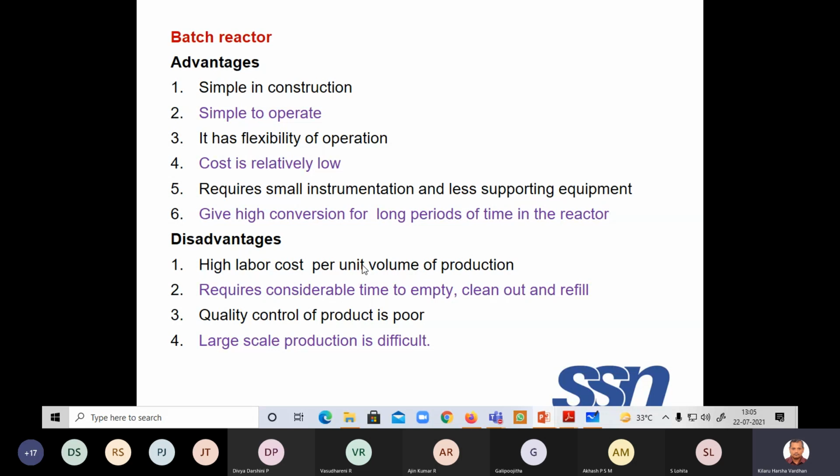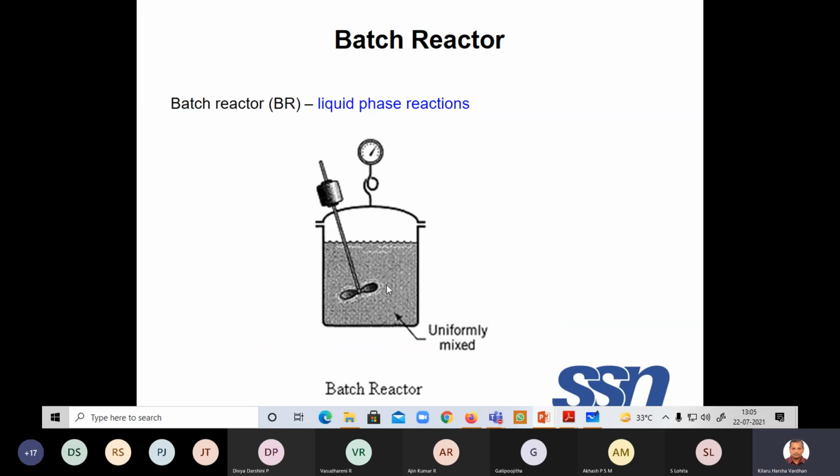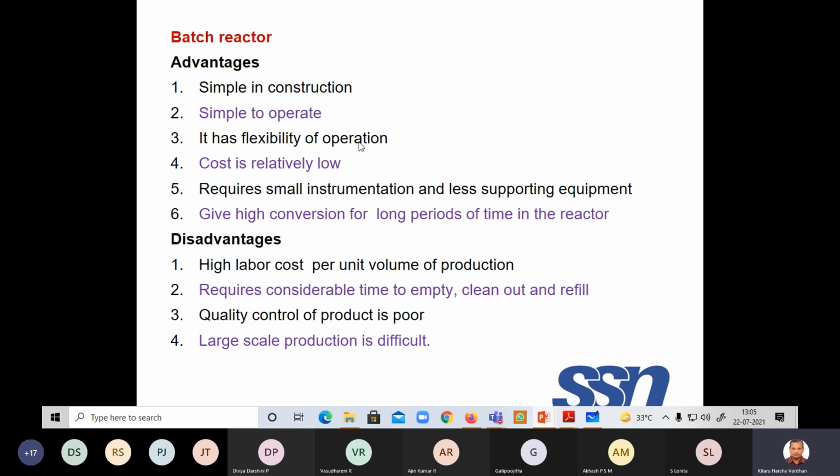Any reactor will have both advantages and disadvantages. The batch reactor has a lot of advantages because it is simple in construction and not much equipment detail is required. It is simple to operate because there is no moving part except the stirrer. It has flexibility of operation. Cost is relatively low compared to that of flow reactors. It requires small instrumentation and less supporting equipment.